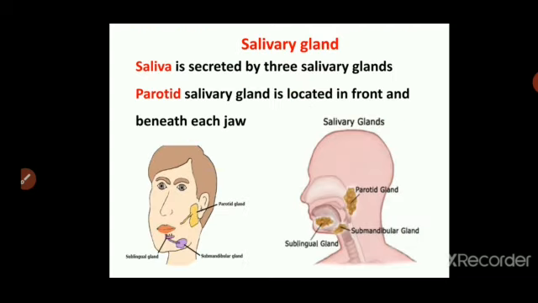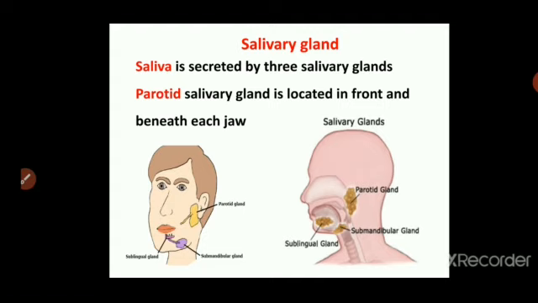Now coming to the buccal cavity, it has three salivary glands. The salivary glands are located in the buccal cavity and these secrete saliva. The three glands are named the parotid salivary gland, the submaxillary or submandibular salivary gland, and the third one is the sublingual salivary gland.